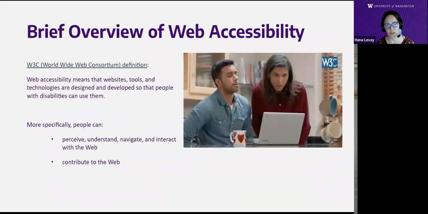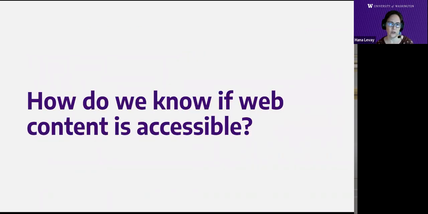The World Wide Web Consortium, the W3C, defines web accessibility as websites, tools, and technologies that are designed and developed so that people with disabilities can use them. They can perceive, understand, navigate, and interact with the web, as well as contribute to the web. How do we know if web content is accessible?